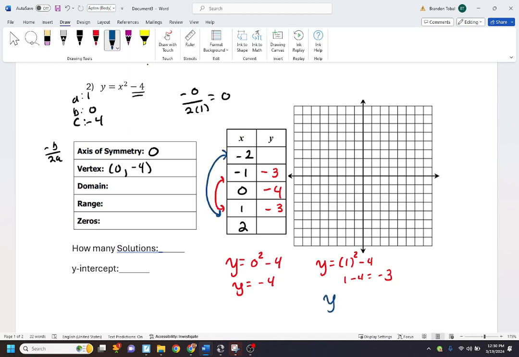Next one. Y equals, 2 squared minus 4. I'm sorry, 4 minus 4 is 0. So because this is 0, the other one's 0.